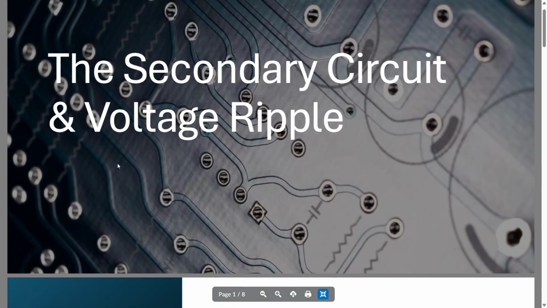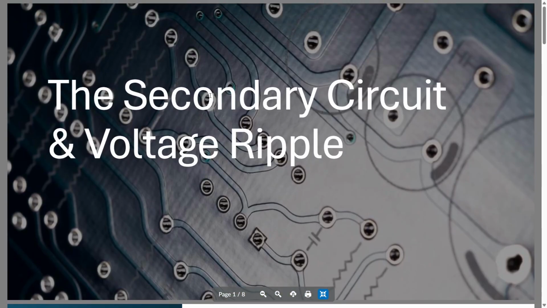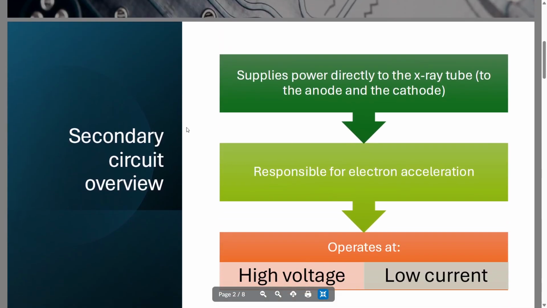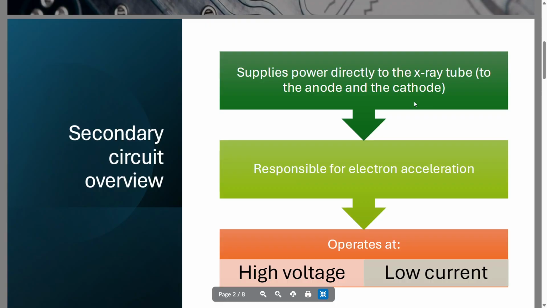So just a reminder that we're catching up to where we were with the primary circuit. On the opposite side of our high voltage transformer, we had our step-up transformer between our primary circuit and our secondary circuit, changing our voltage into kilovoltage that will eventually reach the X-ray tube. Because of that, we're supplying power directly to the X-ray tube, to the cathode and the anode.